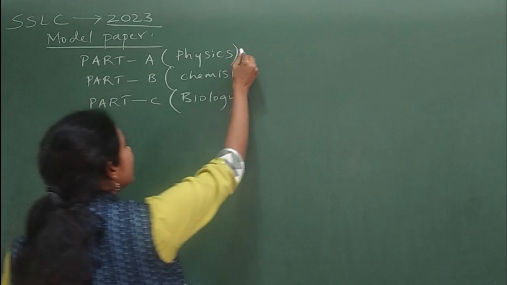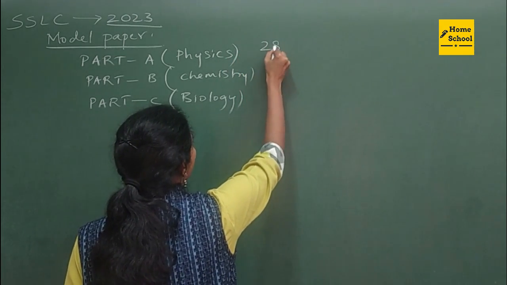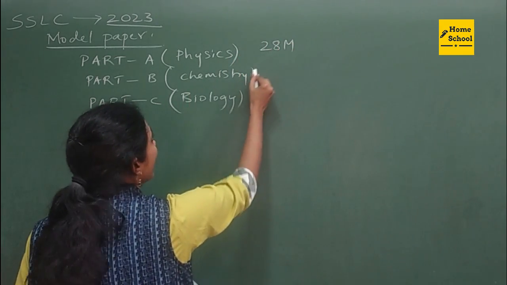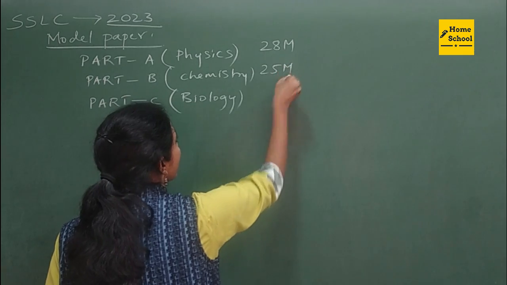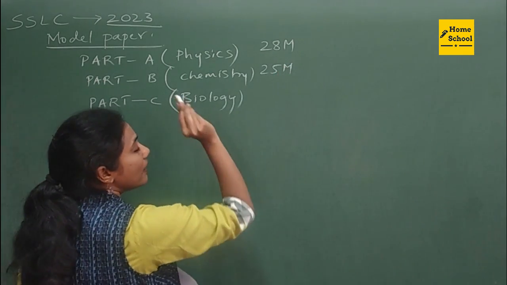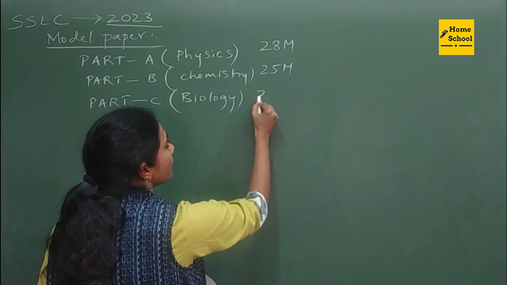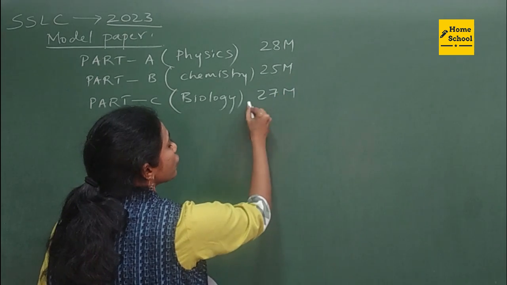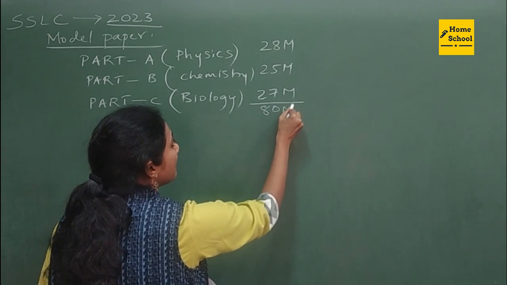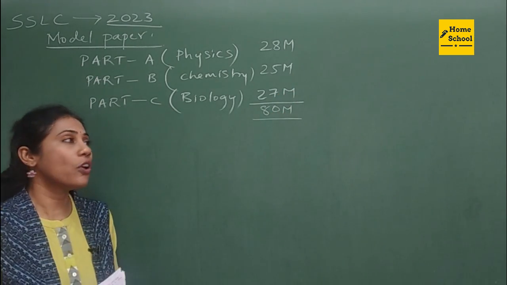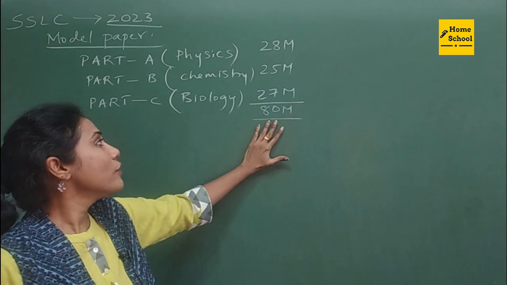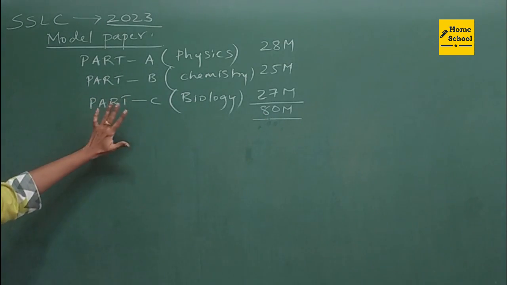Part A has a weightage of around 28 marks and part B has 25 marks weightage, and part C, biology chapters, has a weightage of around 27 marks. So altogether you are attempting the examination for 80 marks. This is the overall pattern of the question paper.